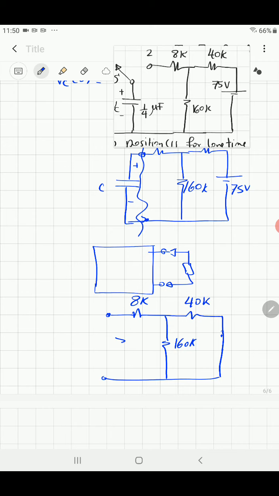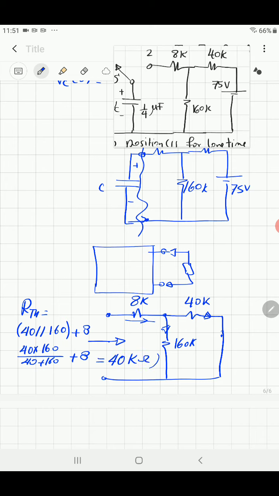Remove the capacitor now, and look from this side to find the equivalent resistance, which we call R Thevenin. If there is current going in this direction, one part will go in this direction, another one in the other, so the current will be divided at this junction. So 40 kilo ohm and 160 kilo ohm are connected in parallel. R Thevenin will be 40 in parallel with 160 kilo ohm, in series with 8 kilo ohm. That is 40 times 160 divided by the sum, the parallel combination, and then you add it to 8. When you do that, you'll find it's equal to 40 kilo ohm. So now we know the equivalent resistance of the whole circuit.